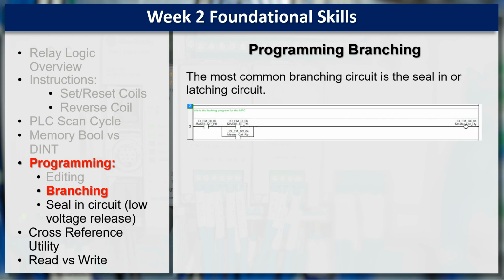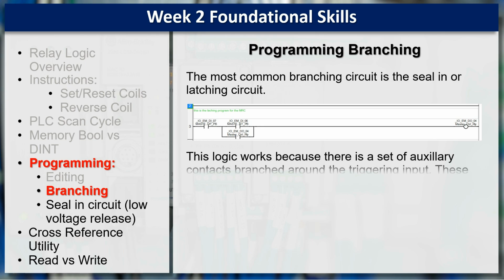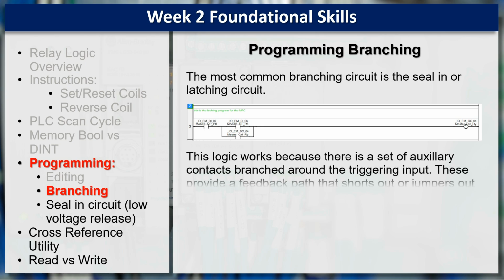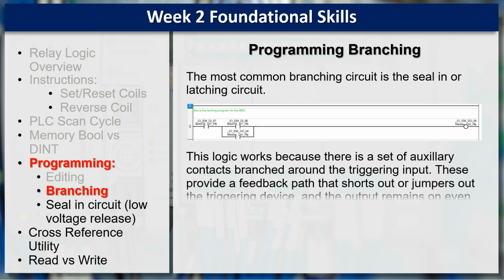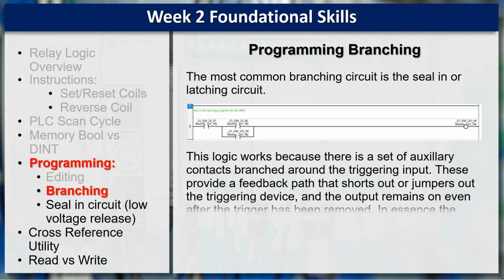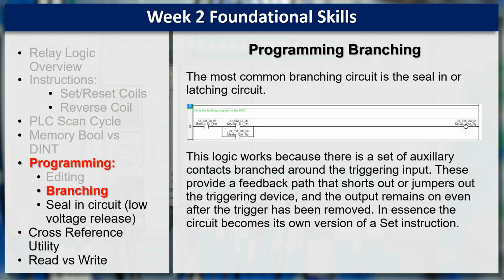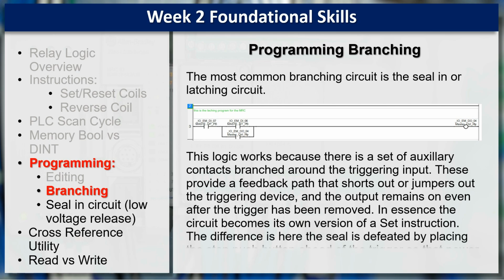The most common branching circuit is the seal-in or latching circuit, much like we saw with our relay logic cousin. This logic works because there is a set of auxiliary contacts branched around the triggering input. These provide a feedback path that shorts out or jumpers out the triggering device, and the output remains on even after the trigger has been removed.